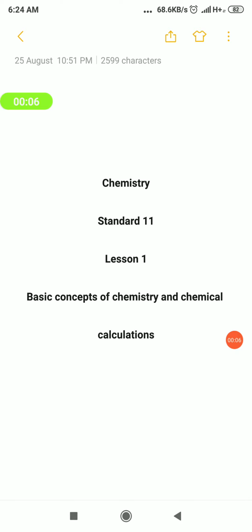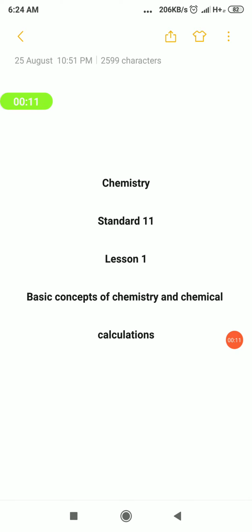Now you are in 11th standard. Learn well because it's the stepping stone for your higher studies. So concentrate, work hard so that you'll get a good result. Okay? Let us start the lesson. Today we are going to see in chemistry the lesson 1, basic concepts and chemical calculations.